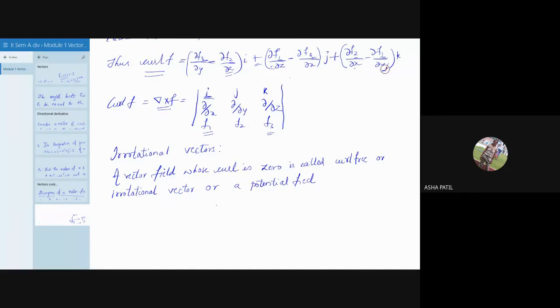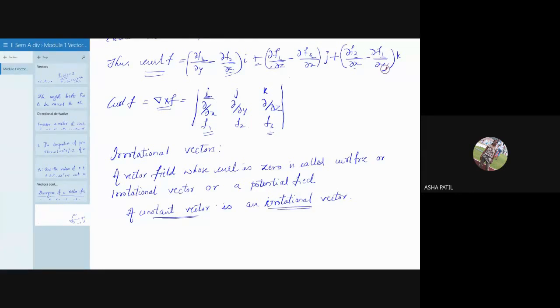A constant vector is an irrotational vector. If you take a constant vector, all the derivatives become 0, so curl becomes 0 there. A constant vector is an irrotational vector field. Whenever you have a constant vector, it always represents an irrotational vector.